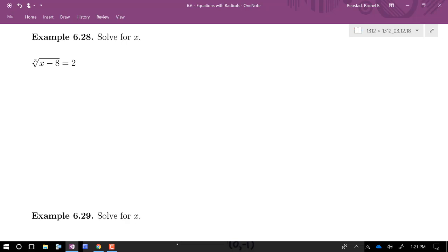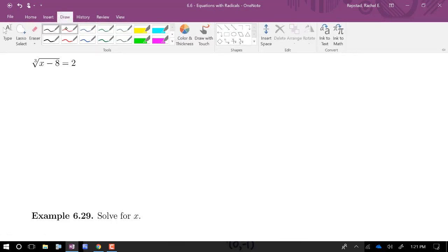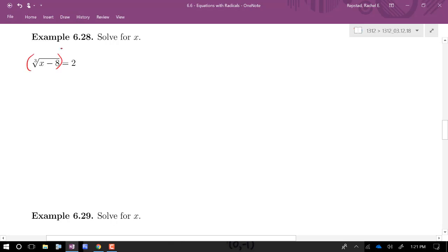What should we do first here? Cube it. Yeah, the radical's already by itself, so we'll undo the cube root by cubing both sides. What equation results from this step? X minus 8 equals 8. Yeah. Now we have a nice linear equation to solve. And a couple seconds later, we come out with x equal to 16.